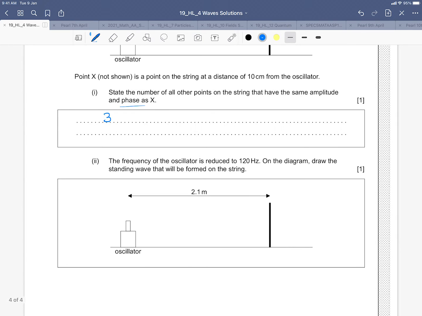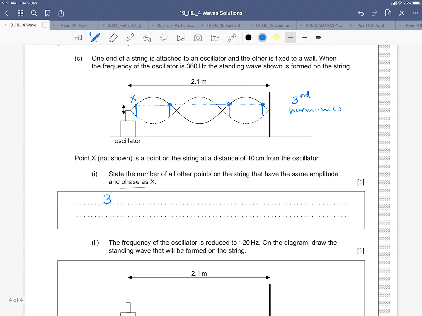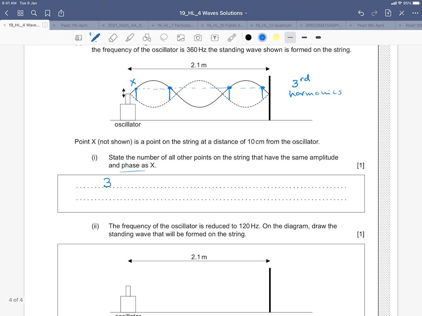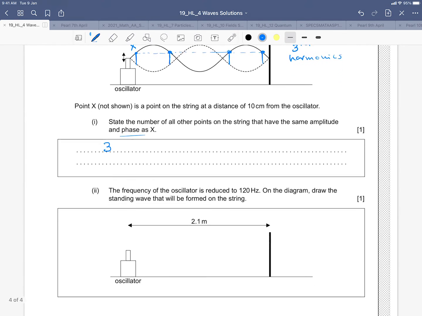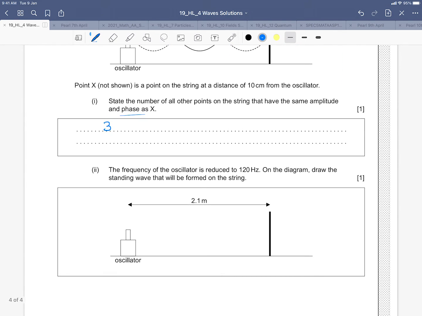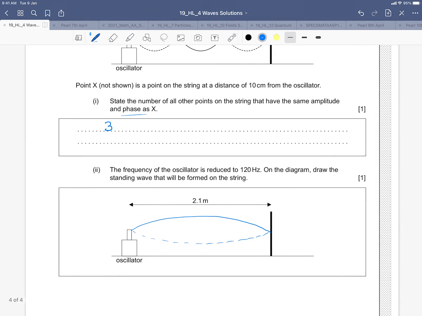And the frequency is reduced to 120, so that's a third of the frequency of the third harmonic. So we're just going to get the first harmonic, and the first harmonic is, of course, this. We have half a wavelength across the length of the string, and it looks like that. So yeah, that was it.